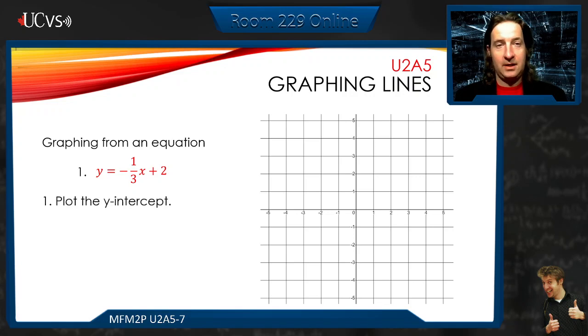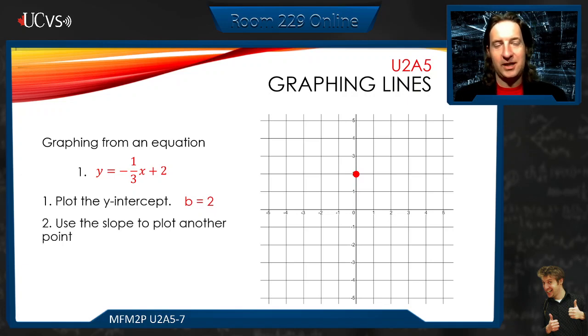To graph this, it's always going to be the same thing. We plot our y-intercept first. That's our starting point, where we begin the line, or where we begin our steps. Looking at the equation, y equals negative a third x plus 2, the y-intercept is 2. So where the line hits the y-axis is 2. I'm going to stick that on my graph right away. When you put that dot on there, you're halfway there. You've got half the marks, really.